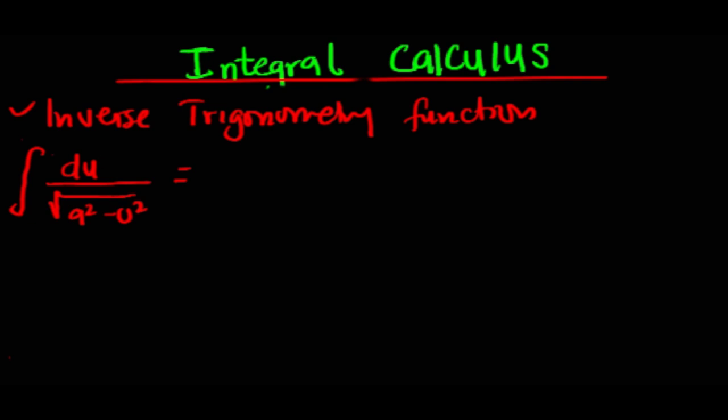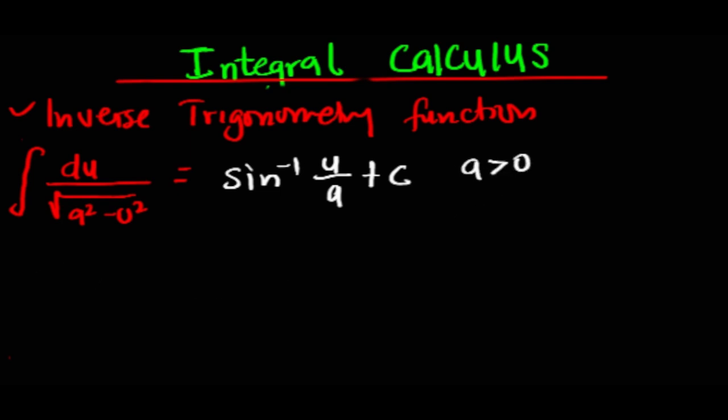Now, whenever you're asked to integrate anything of this form, this will give you sine inverse. It's actually 1 over 1, and 1 over 1 is still 1. Sine inverse of u over a, then plus c, right? So a must be greater than 0. That's one thing that you need to understand.